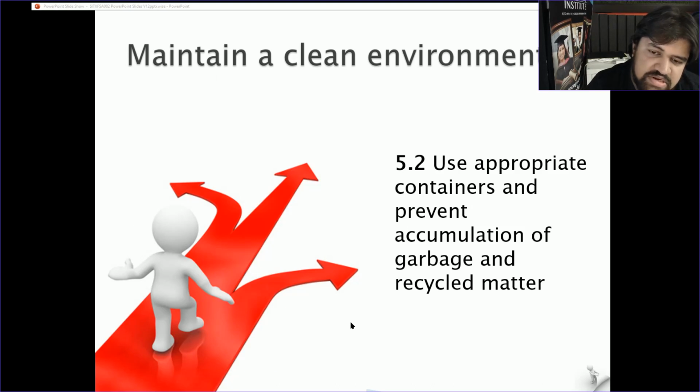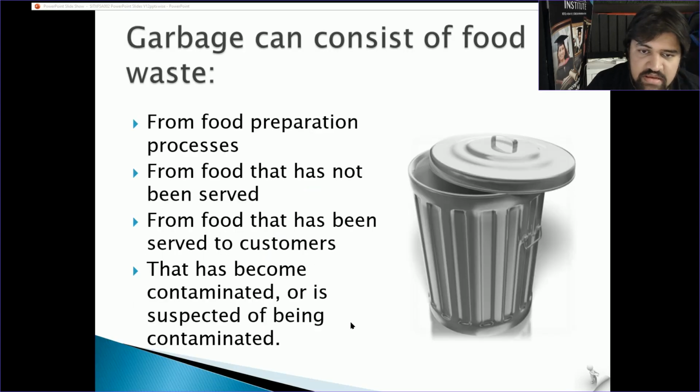5.2, use appropriate containers and prevent accumulation of garbage and recycled matter. Garbage can consist of waste from food preparation processes, from food that has not been served, and from food that has been served to customers that has become contaminated or suspected of being contaminated.